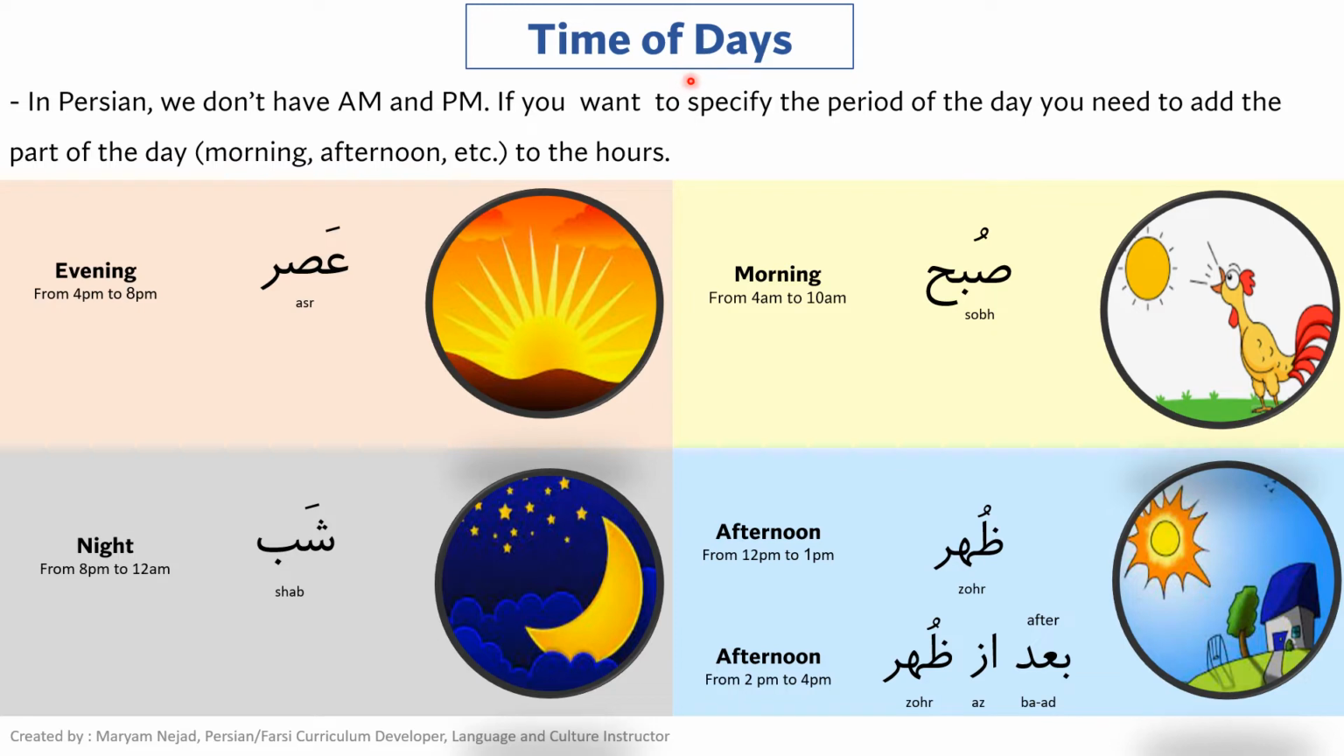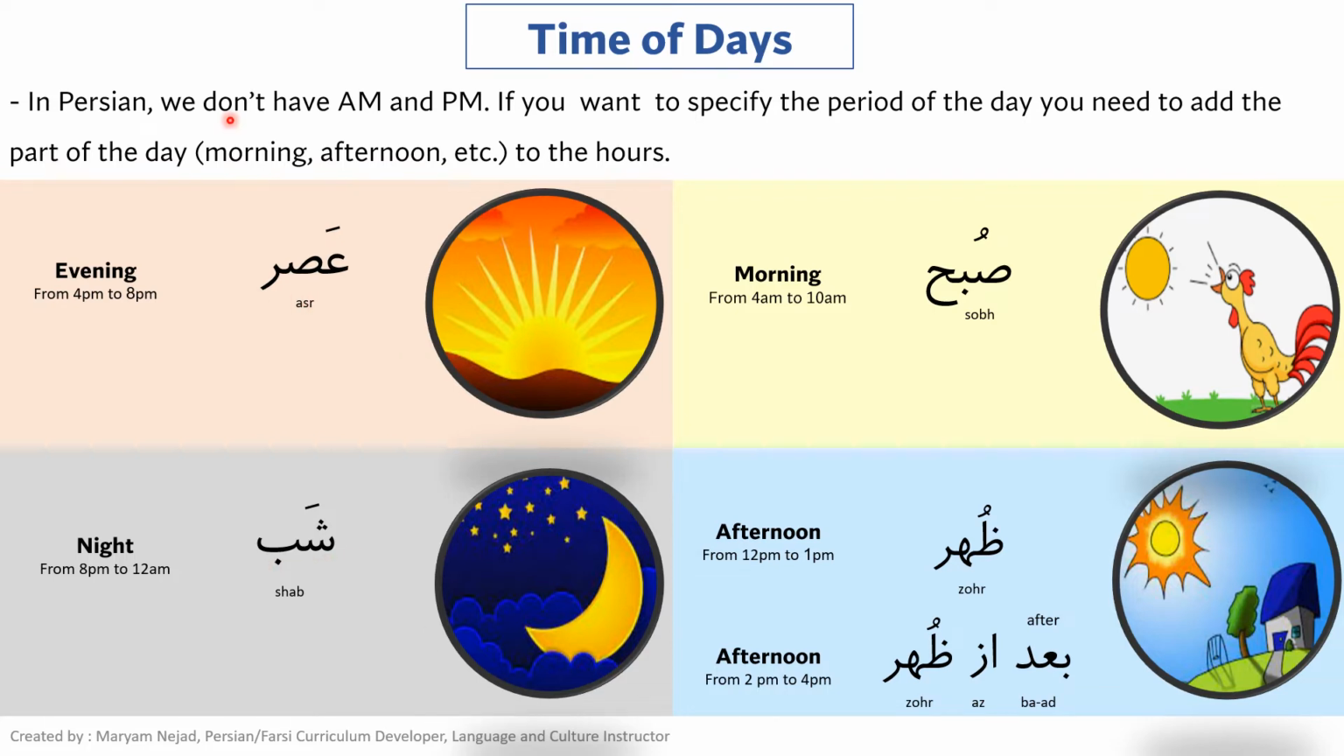Now let's go over times of the day. The first one, morning, is صبح, and then afternoon is ظهر, and then in Farsi we also have بعد از ظهر. Zohr is maybe between 12 and 1 p.m., and after that it falls into the بعد از ظهر category, so between like 2 and 4 p.m. And then we have evening, asr, and night is shab. One more time just for the pronunciation: صبح, ظهر, بعد از ظهر, asr, shab.